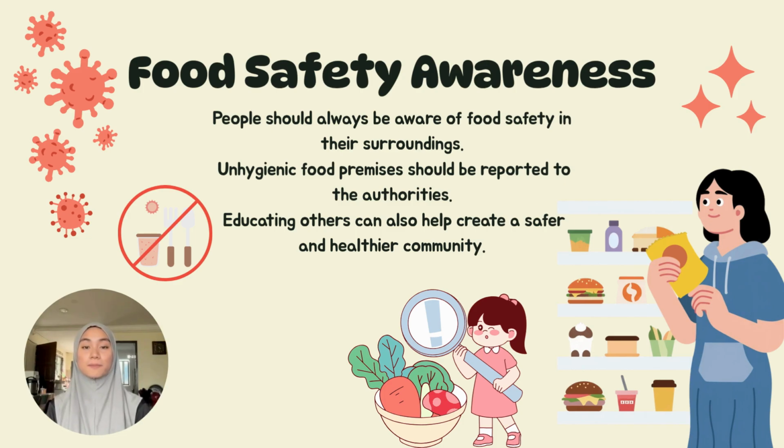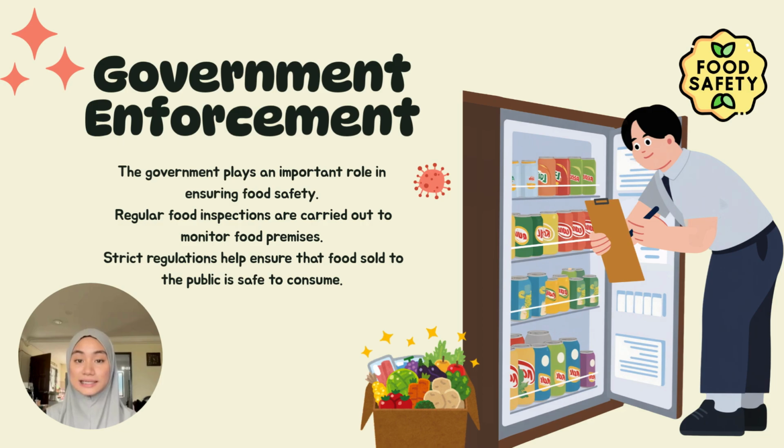Other than that, people should have awareness about food safety. If we see any unhygienic food premise, we should report it to the authorities. We can also educate others about food safety so that everyone can be more careful. Lastly, the government also plays an important role. They carry out food inspection and enforce food safety regulations. This is to ensure that food sold to the public is safe to consume.